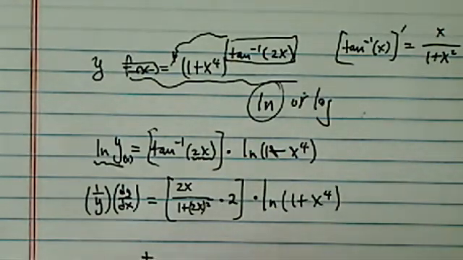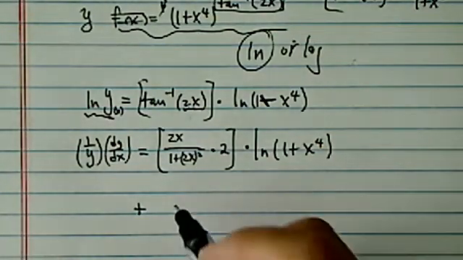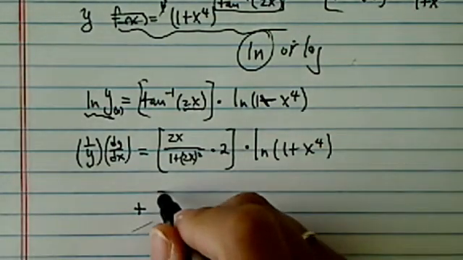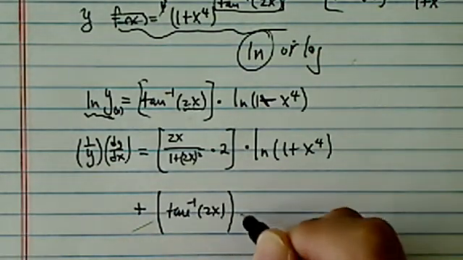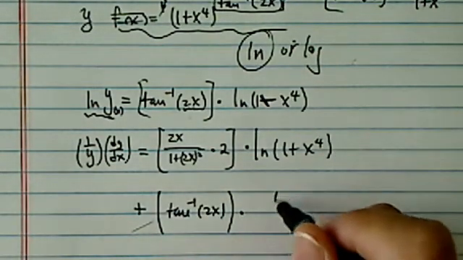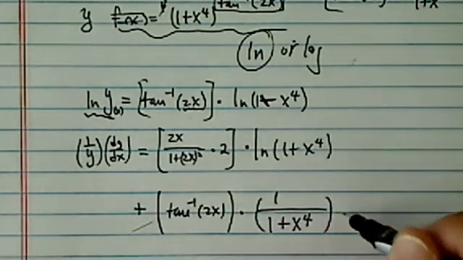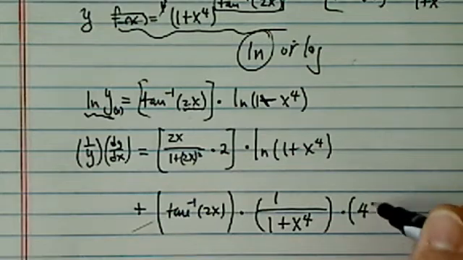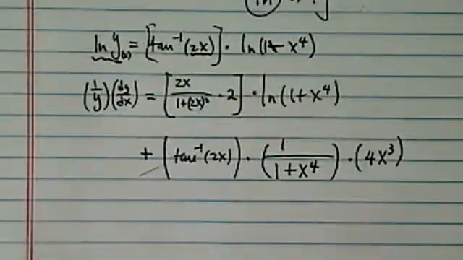Okay. Add, now I tell my students, if you run out of room on this side, there's no reason to squeeze it over there. Squeezing in math, it's not a good idea. All right, so the second one is plus, leave the first one alone, which is arctangent of 2x, times the derivative of the second one. It's natural log, so it's 1 over 1 plus x to the fourth. And then I do have to use chain rule again. It's 4x to the third. Okay, now we're almost there.